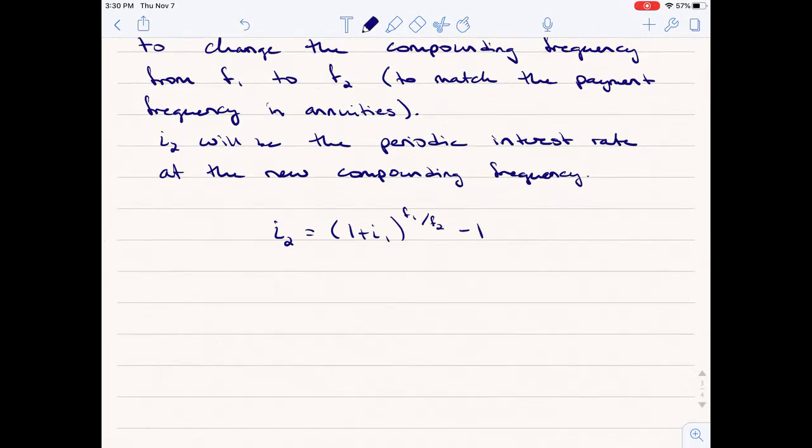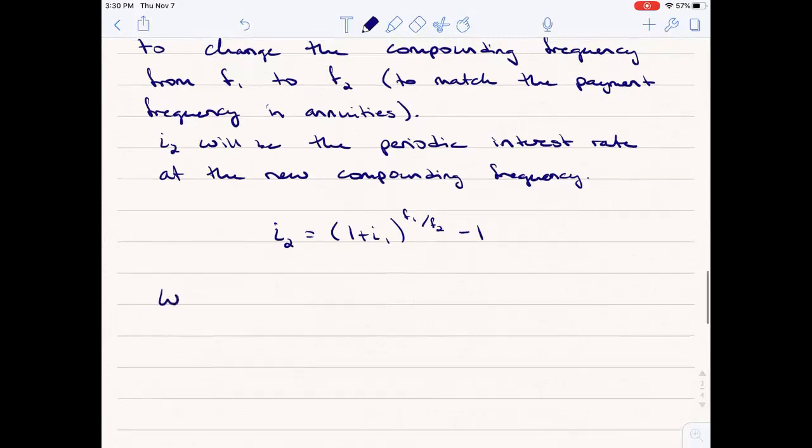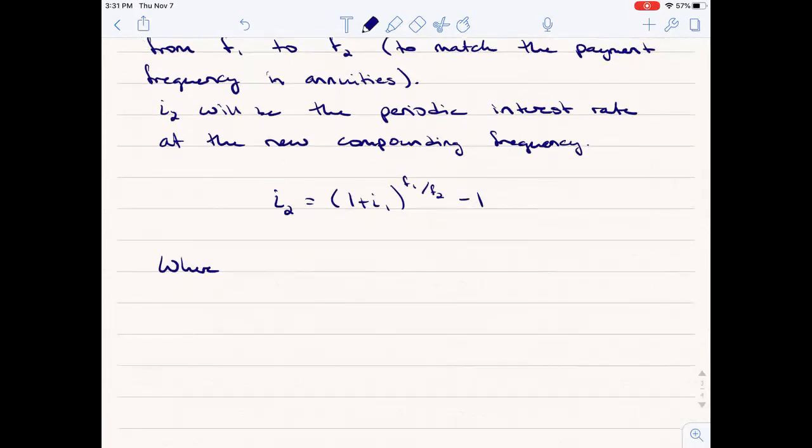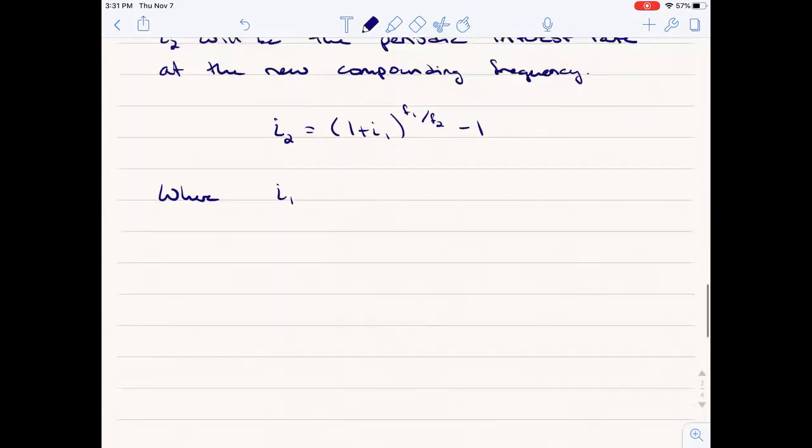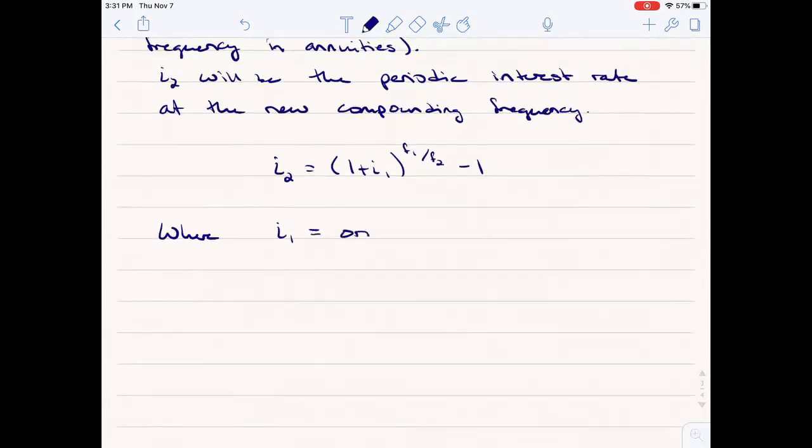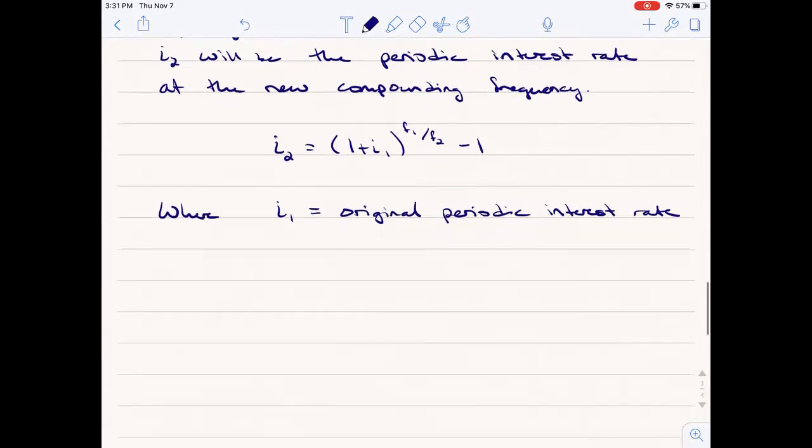I just want to do a list of the variables so that we have them. So where, I'll start with I1. I1 is the original periodic interest rate. Thinking in terms of what we've been doing, our I so far has been I1. That would be our starting point. And F1 is the original compounding frequency.